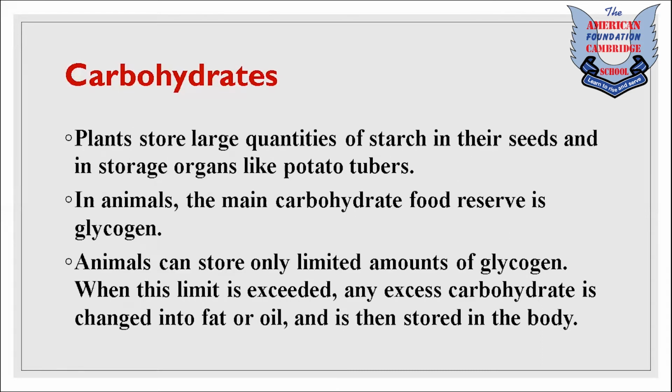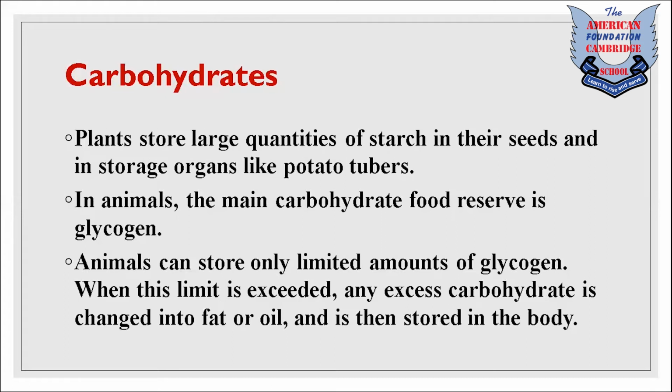Plants store a large amount of starch in their seeds and in storage organs like potato tubers. What are potato tubers? These are basically enlarged structures. For example, if you purchase a potato and you can see the outgrowths coming out or pointing outwards from the potato, these are called potato tubers, right? Now, in animals, the main carbohydrate food reserve is glycogen, which is similar to starch, which is present in what? Plants, right? Animals can store only a limited amount of glycogen.